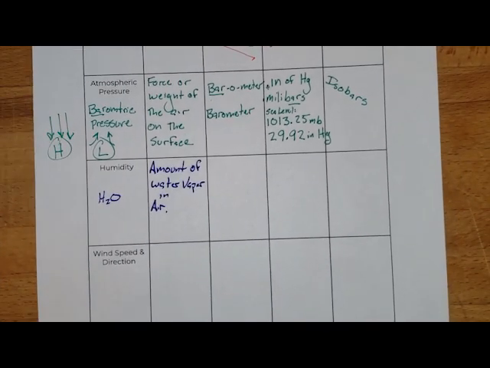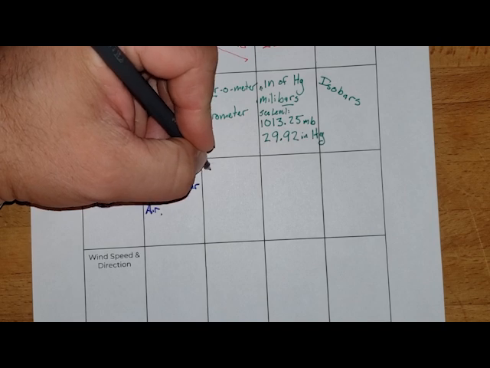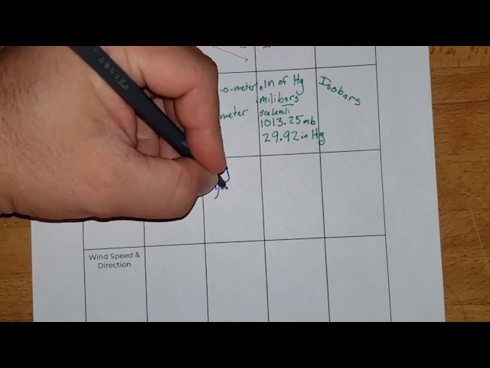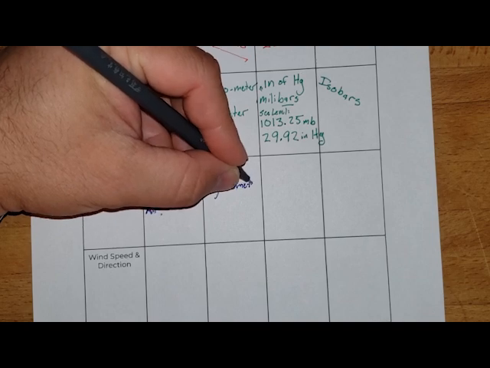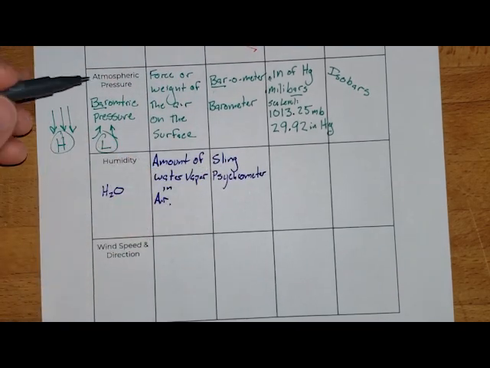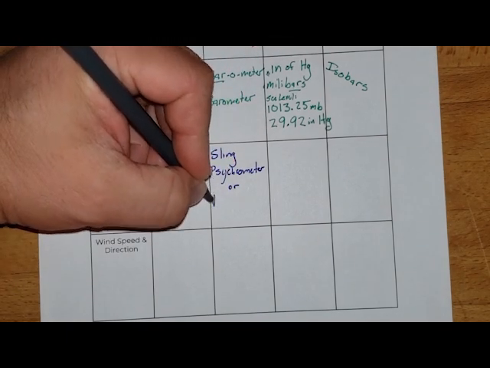Good. So what do we use? There are 2 different instruments that we can use. We can use a sling psychrometer, a sling psychrometer, if you want. No, usually you don't say the P. Okay. Or a hygrometer.